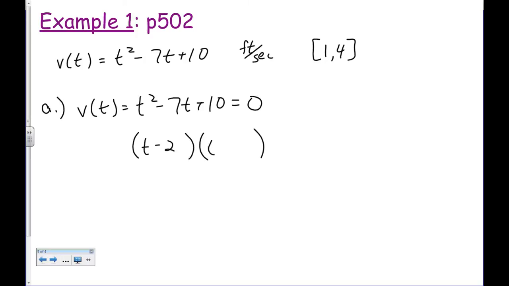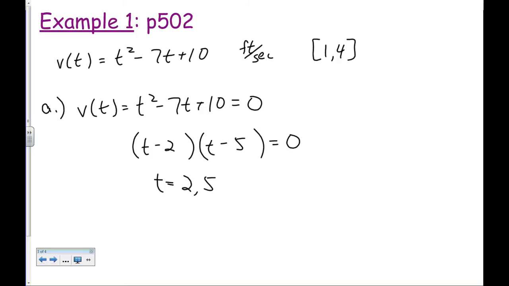t minus 2 and t minus 5, it looks like, right? It's two factors. And so that means that t equal to 2 or 5 are the two zeros for this function. And that was not the question, remember. The question was, where is the velocity positive and where is it negative? We found out where it's 0.